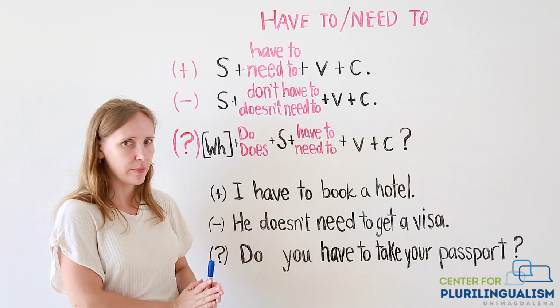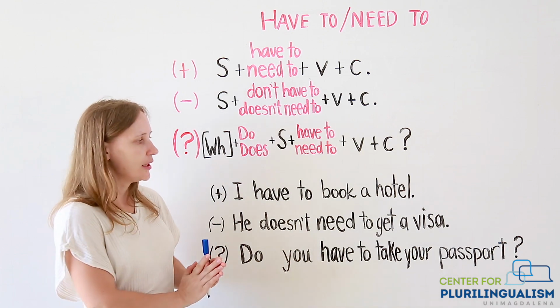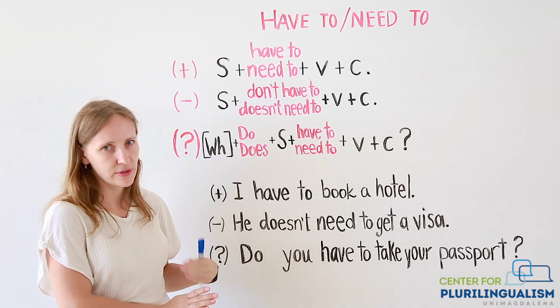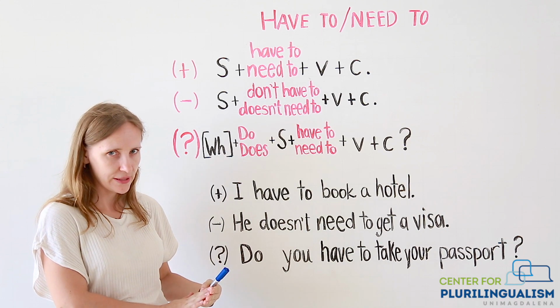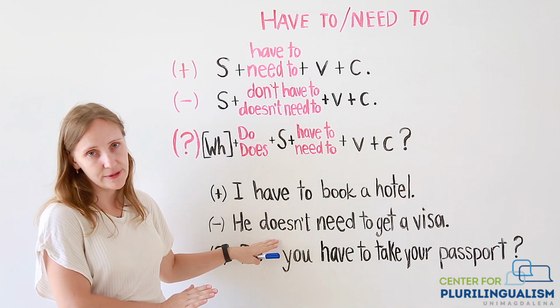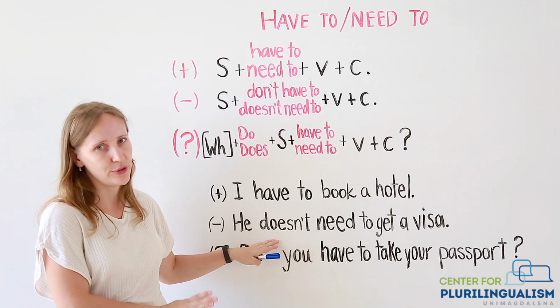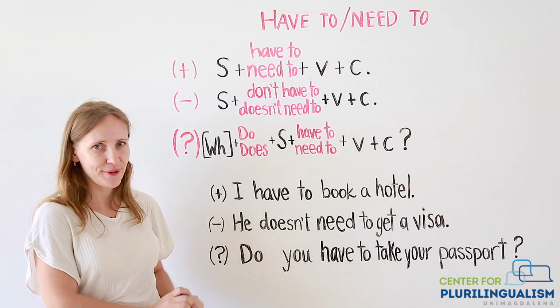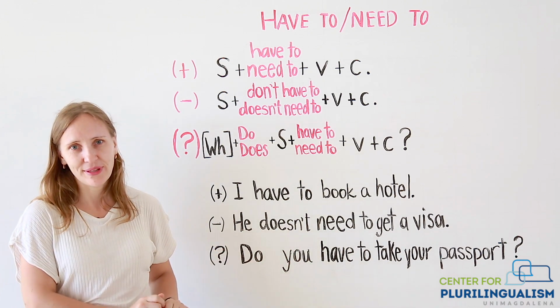So please remember, have to and need, yes, to be used to speak about obligations if it's an affirmative sentence, but then if it's a negative sentence, it means that something is not necessary, okay? Thank you for your attention, and I hope you understood these two verbs.